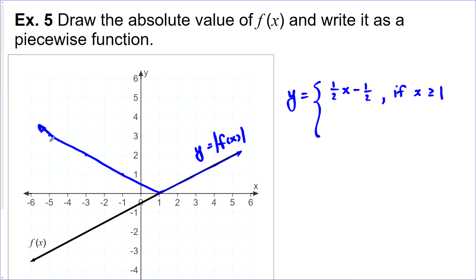And now we want the negative one. You can see this has a slope of negative 1/2. It goes down 1 and over 2, down 1 and over 2, and it has a y-intercept of positive 1/2. We can get that by multiplying this equation by negative, or we could get it from the graph. And that's if x is less than 1.